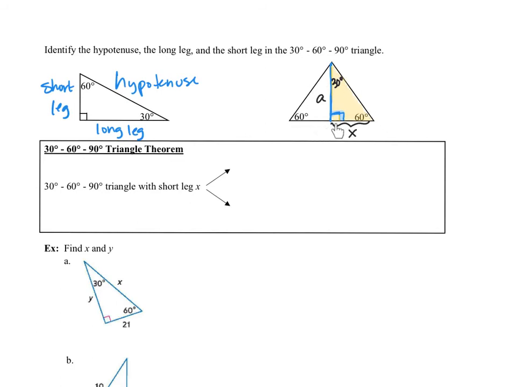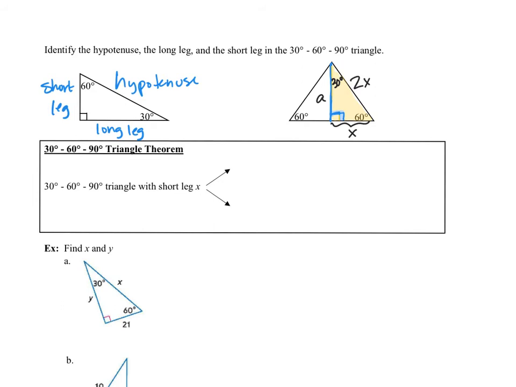So if this whole side measures x, it would be the same as this whole side. And I think you can see that this whole side is going to be twice x. So I'm going to label this as 2x, okay? That actually demonstrates the first part of our 30-60-90 triangle theorem, which talks about how, in a right triangle, we can express the hypotenuse and the long leg in terms of the short leg.